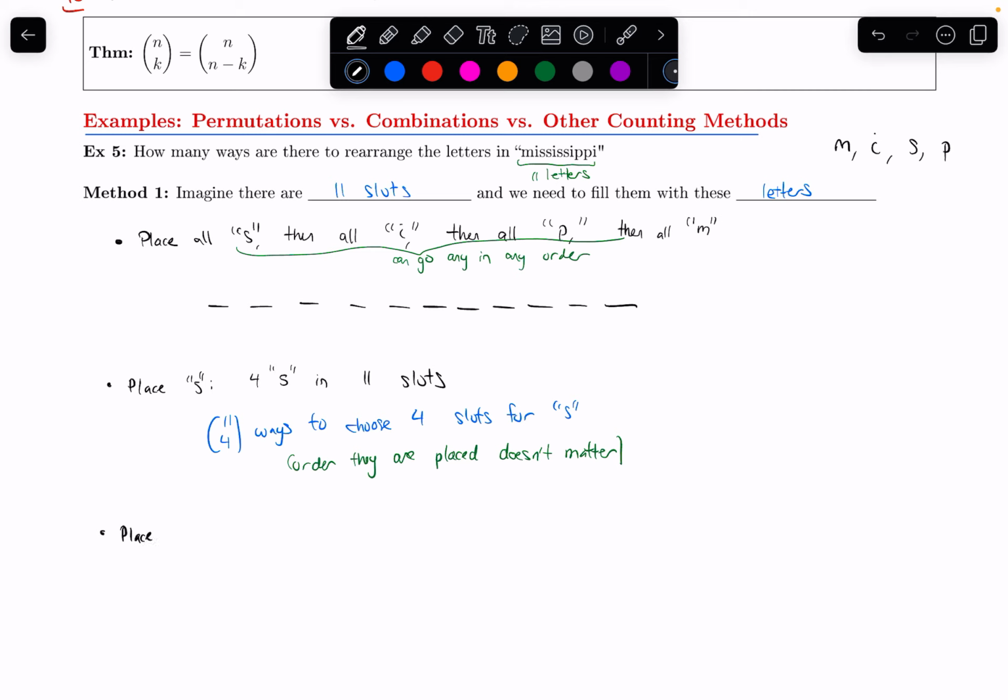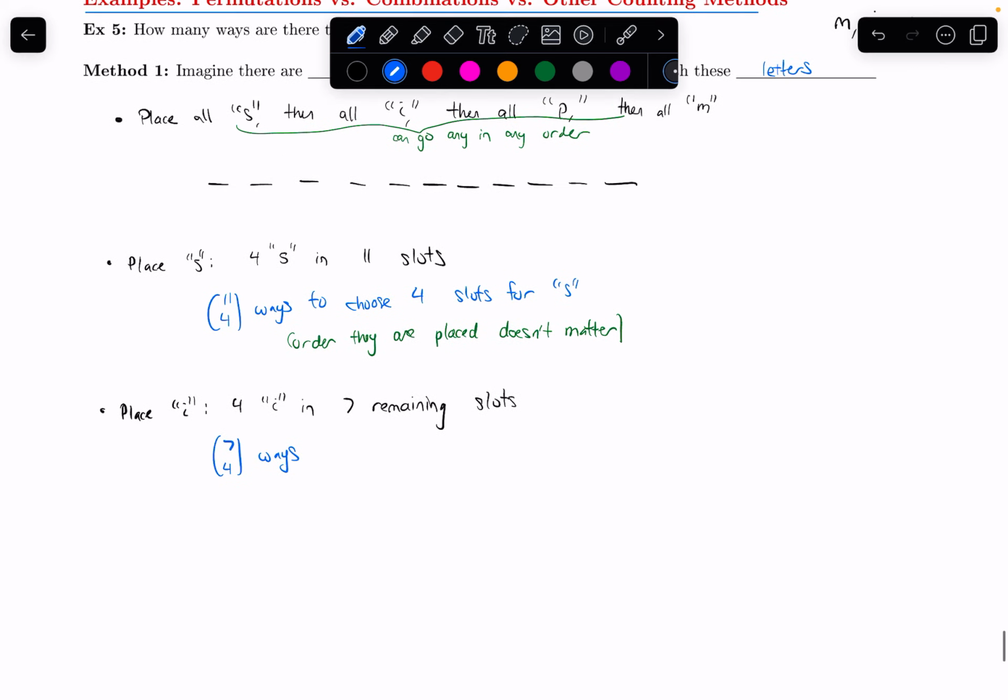So now maybe I'll place the I's. For the I's, we have 4 of them. Now that we've placed all the S's, there's just 7 remaining slots, because 4 of the slots already got S's placed in them in this first step. So how many ways are there to do this? There would be 7 choose 4 ways. Again, the order in which I place these 4 I's into those 7 slots doesn't matter, because ultimately there's just going to be 4 I's.